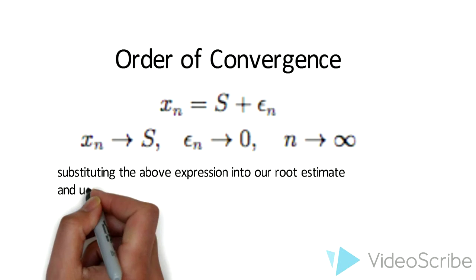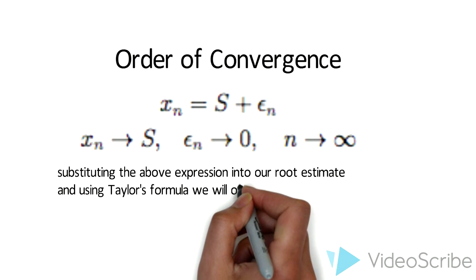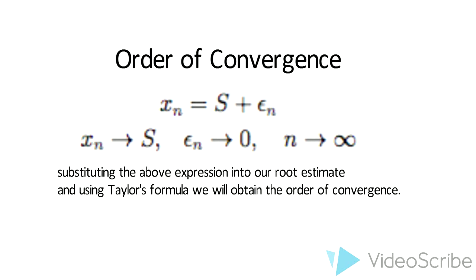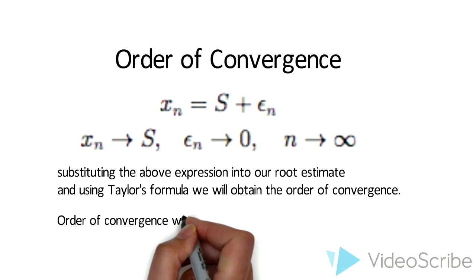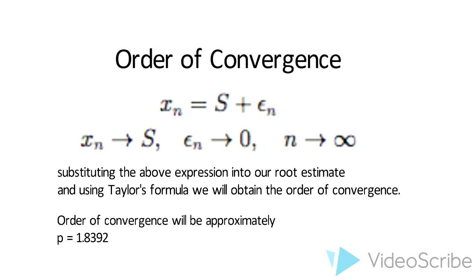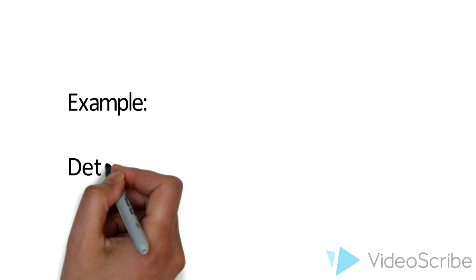Now substituting x_n into the new root estimate formula, x_{n+1}, and then using Taylor's formula, we will obtain an order of convergence of approximately 1.8392. The workings here are omitted from this presentation because calculating the order of convergence is quite similar to the secant method, which we have already learnt in class. To further demonstrate the convergence behavior, let's look at an example.